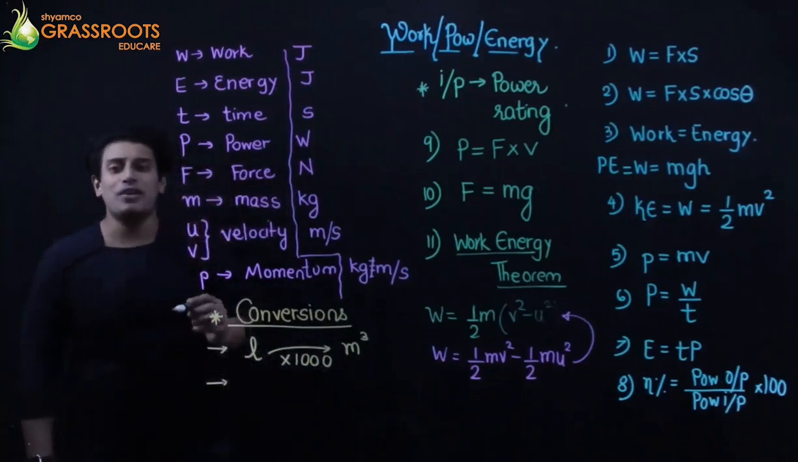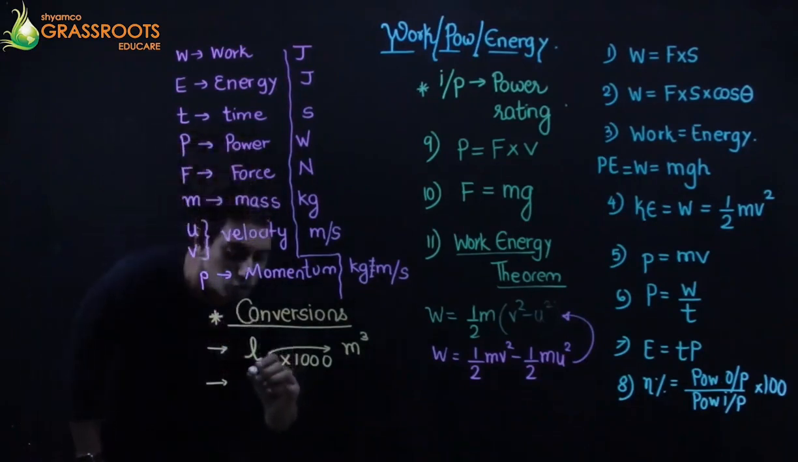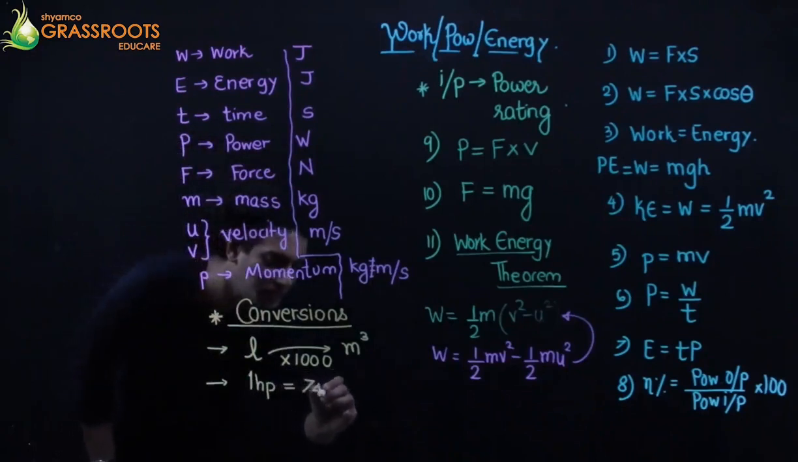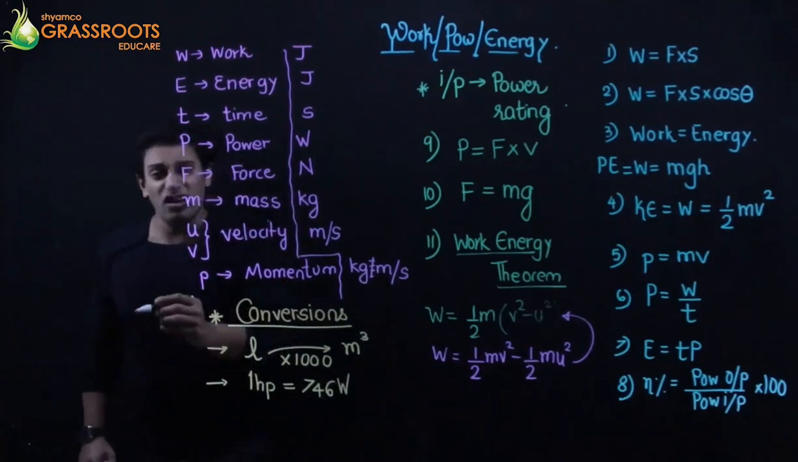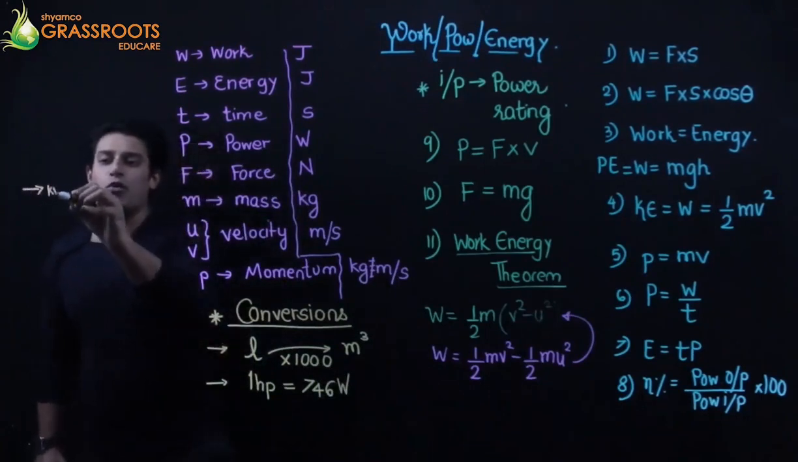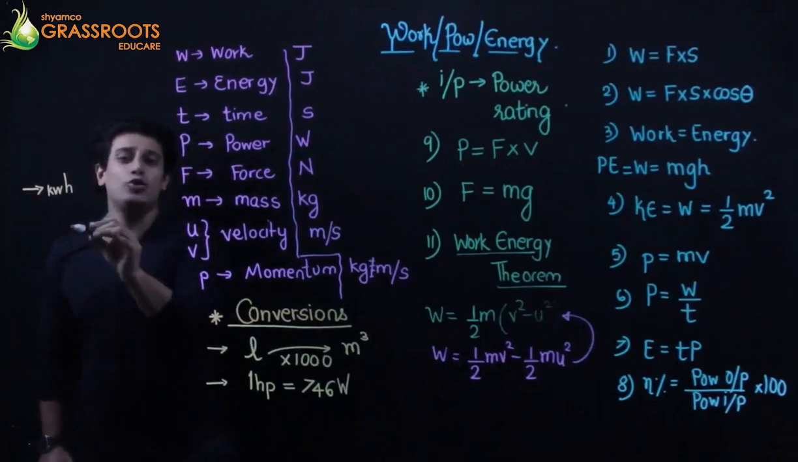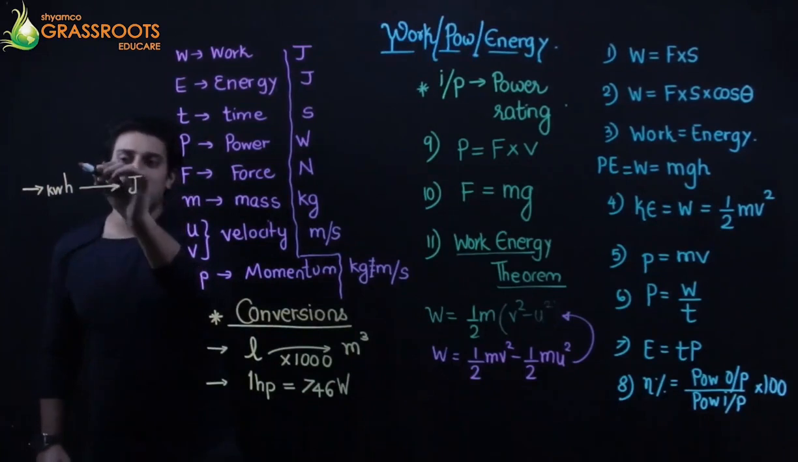Second, there is something called horsepower. Horsepower, घोड़ा power, घोड़ा छाप. So 1 horsepower is 746 capital W, which is watt. Third conversion, if you want to convert a kilowatt hour to joule, multiply by 3.6 into 10 raised to 6.